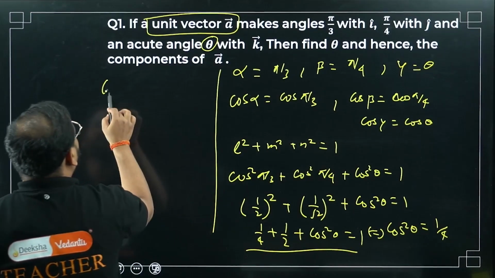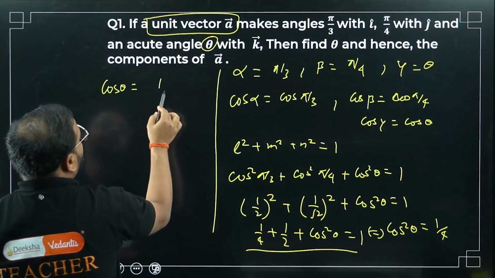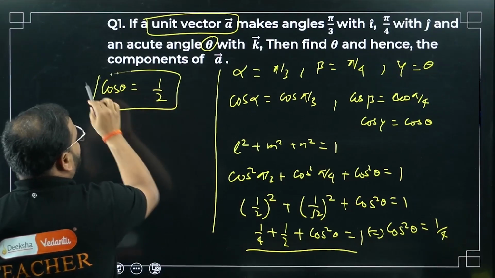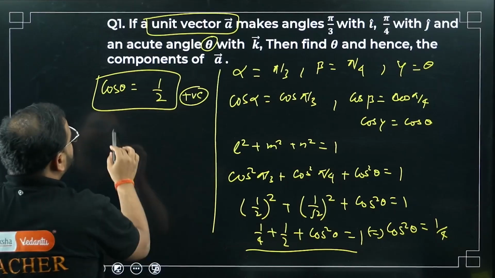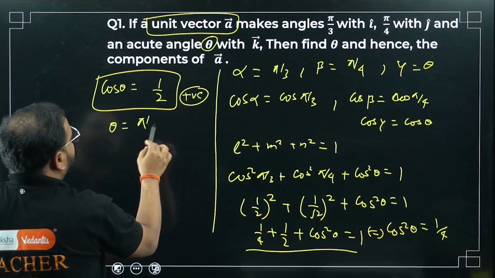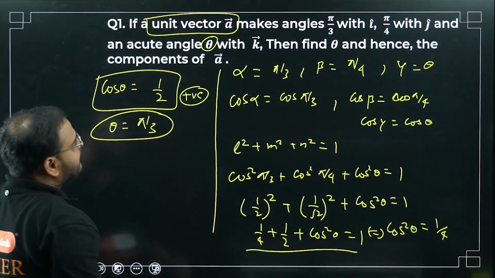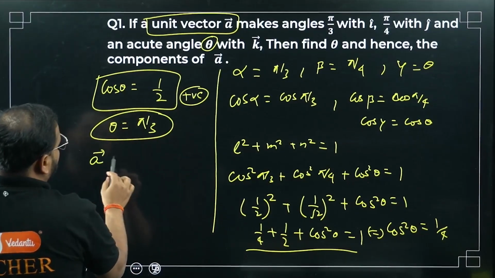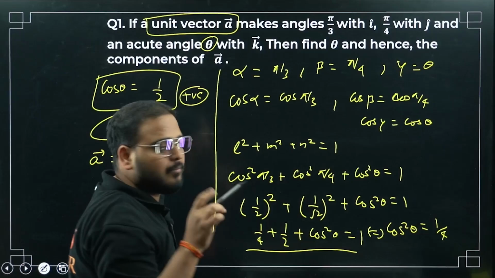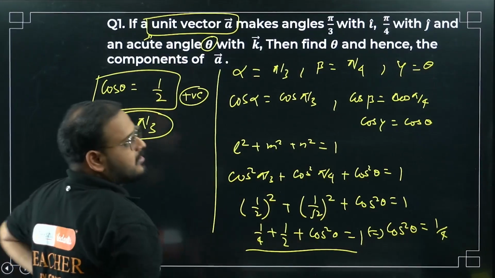So cos theta will become 1 by 2. We're taking only positive. Only positive is considered over here. Cos theta is 1 by 2, means theta will be pi by 3. Now if you're looking to find the components of A, vector A will have what magnitude? 1, because they have given it as a unit vector. It will be what?